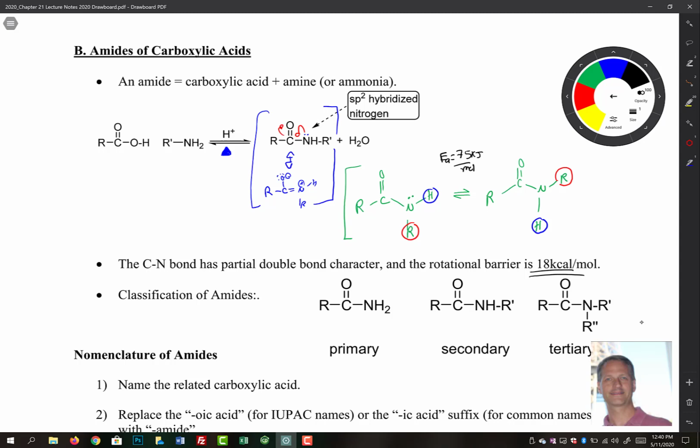So we have not pure double bond character, but some partial double bond character there. A carbon-carbon double bond is about 250 kilojoules per mole, roughly speaking, to do a rotation. You have to break that bond.